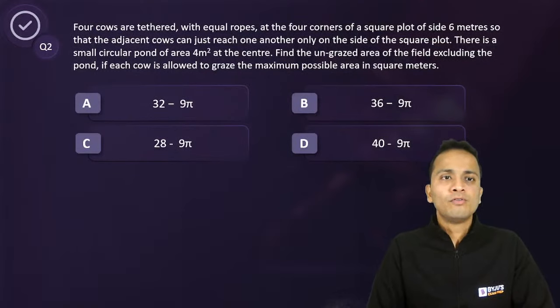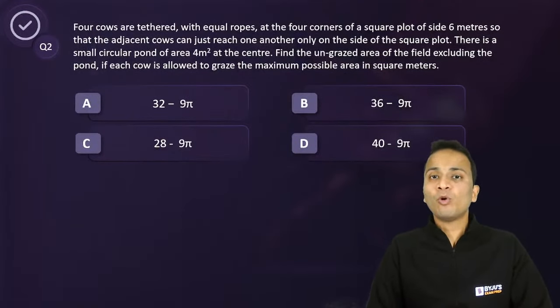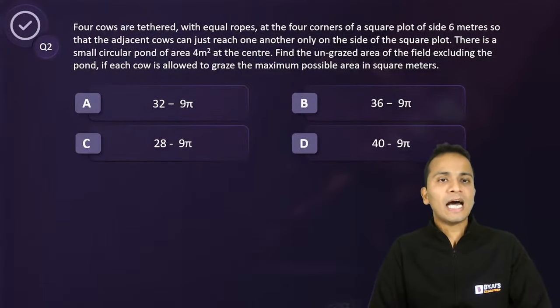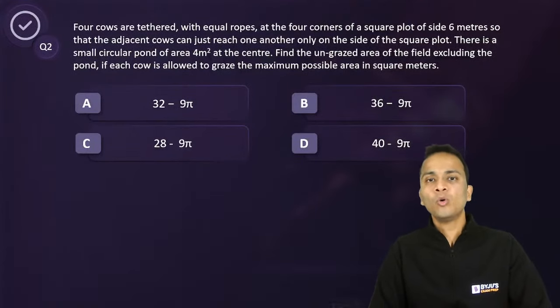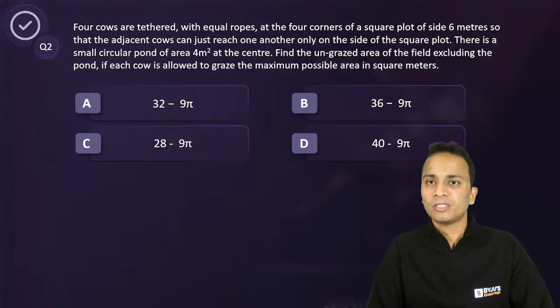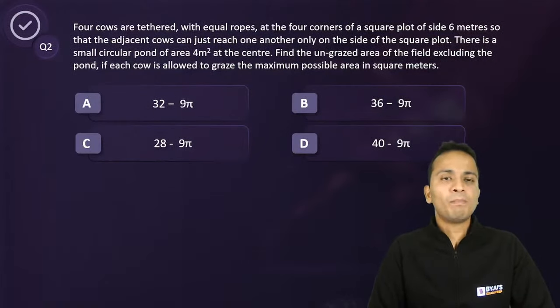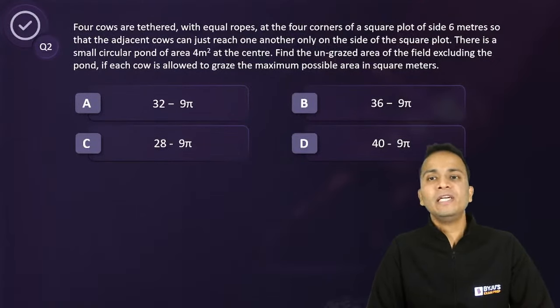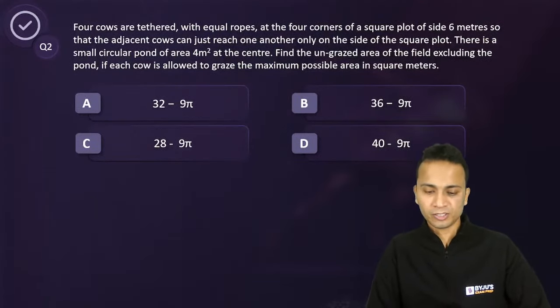So question number 2: 4 cows are tethered with equal ropes at 4 corners of a square plot of side 6 meters, so that the adjacent cows can just reach one another only on the side of the square plot. There is a small circular pond of area 4 meters square at the center. Find the ungrazed area of the field excluding the pond if each cow is allowed to graze the maximum possible area in square meters.